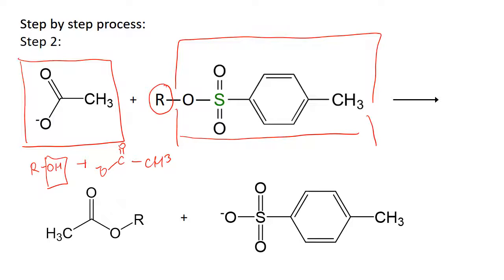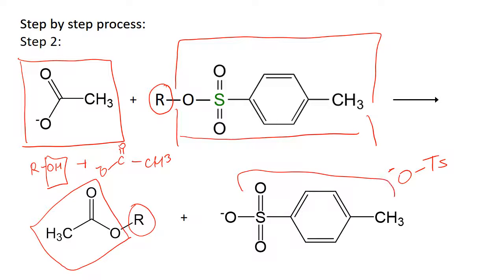So what happens here is that we have our R group now easily interacting with the carboxylic acid, and we get our R group reacted with our carboxylic acid. And the second product is our tosylate O minus. So this is the second step of the reaction.